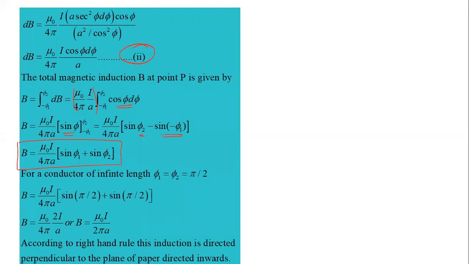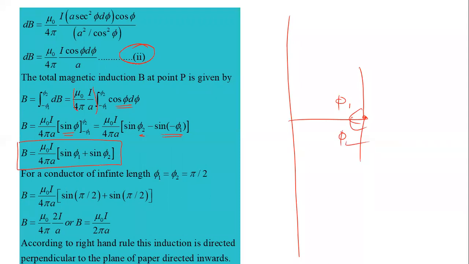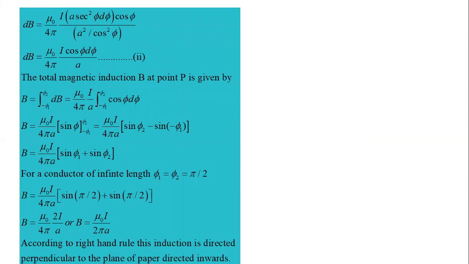For a conductor whose length is infinite, with this point P, this is phi 1 and this angle is phi 2, so both are 90 degrees. So phi 1 and phi 2 are 90, because only if the length of the conductor is infinite. If the length of the conductor is finite, say xy, then this is phi 1 and this is phi 2. So note that.